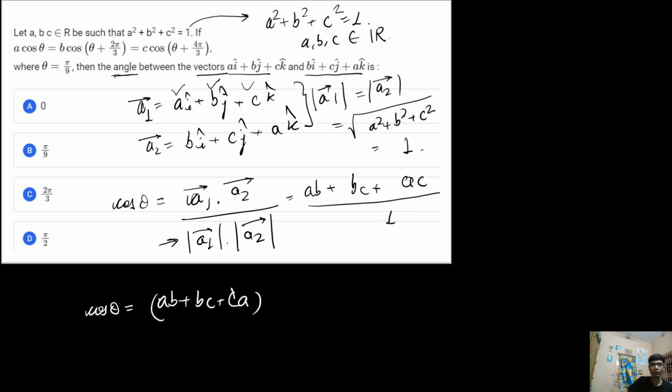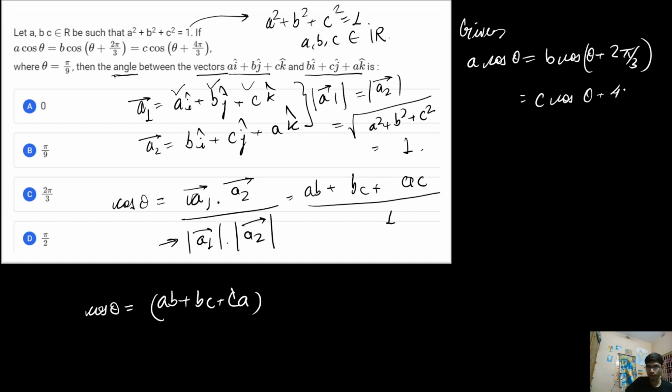So from here if you try to solve in terms of the equation that is also given information, it is basically a times cos theta is equal to b times cos of theta plus 2 pi by 3 and also equal to c times cos of theta plus 4 pi by 3. Okay, so if these three conditions are basically equal, let me equate it to some scalar value, let that be lambda.